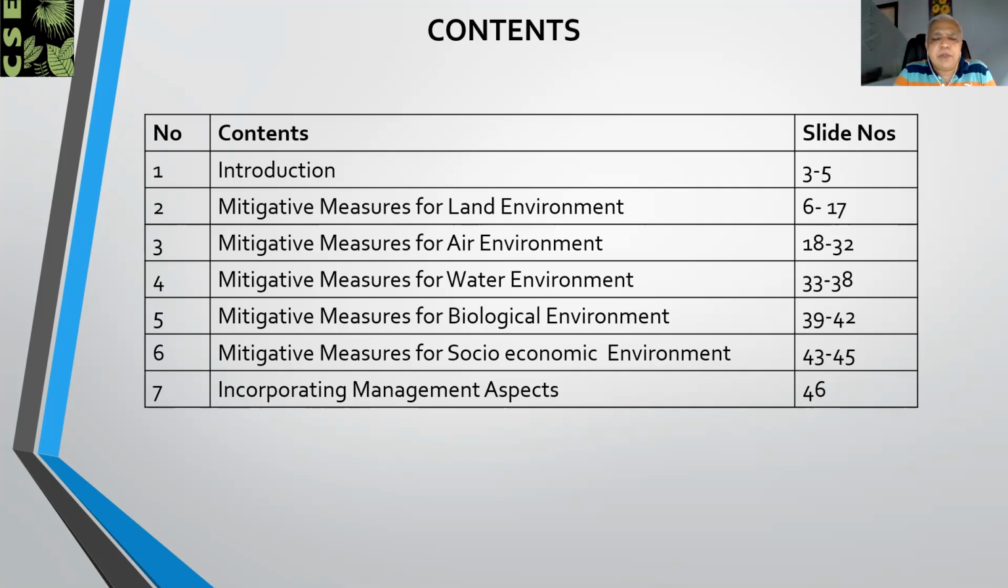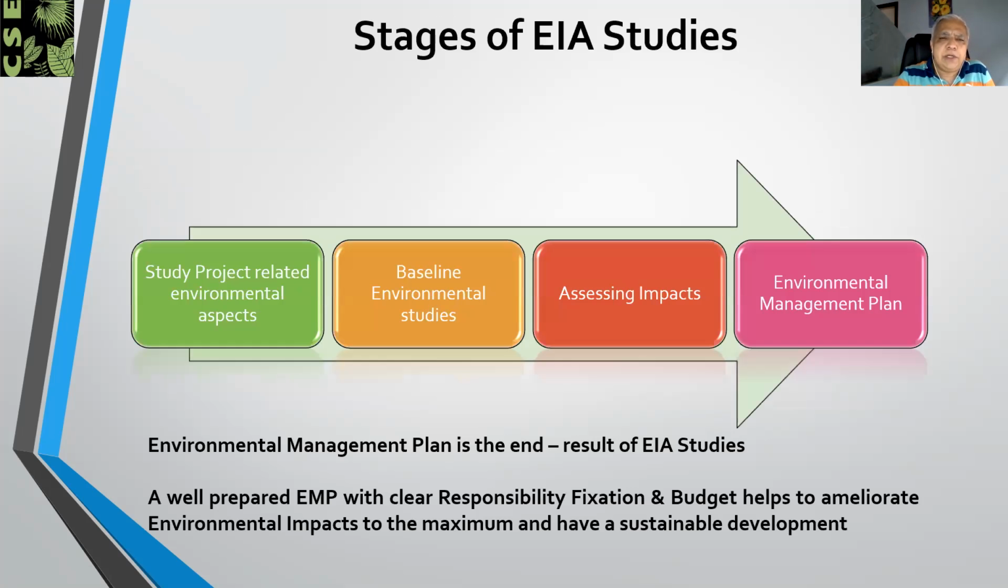Again, within the manufacturing industry, we have a very wide range of industry, ranging from very large thermal power plants to iron and steel plants, cement plants. As a typical example, I have taken the bulk drug industry throughout the entire session. And initially, I will be covering some basic concepts of what is an EMP and its contents. And then at the end, I'll be covering how we incorporate management aspects into the EMP.